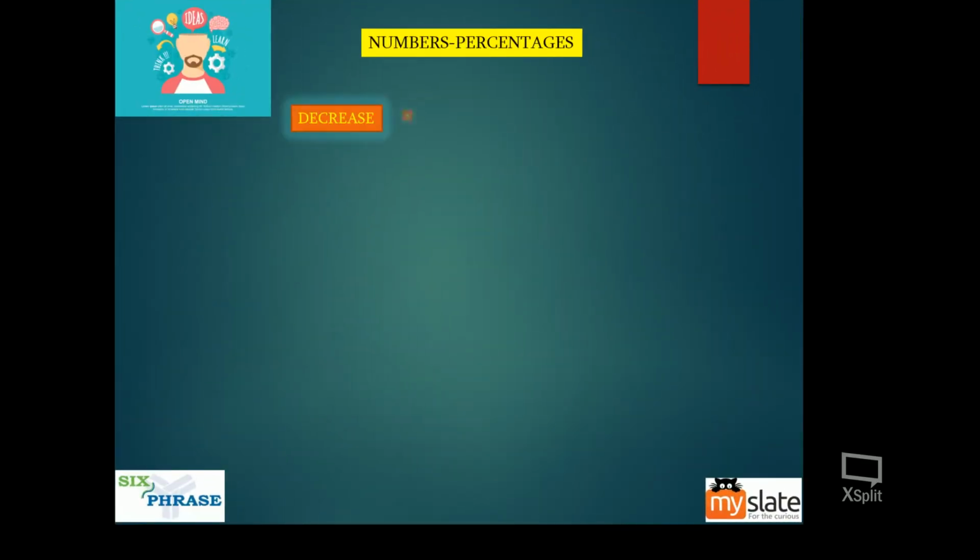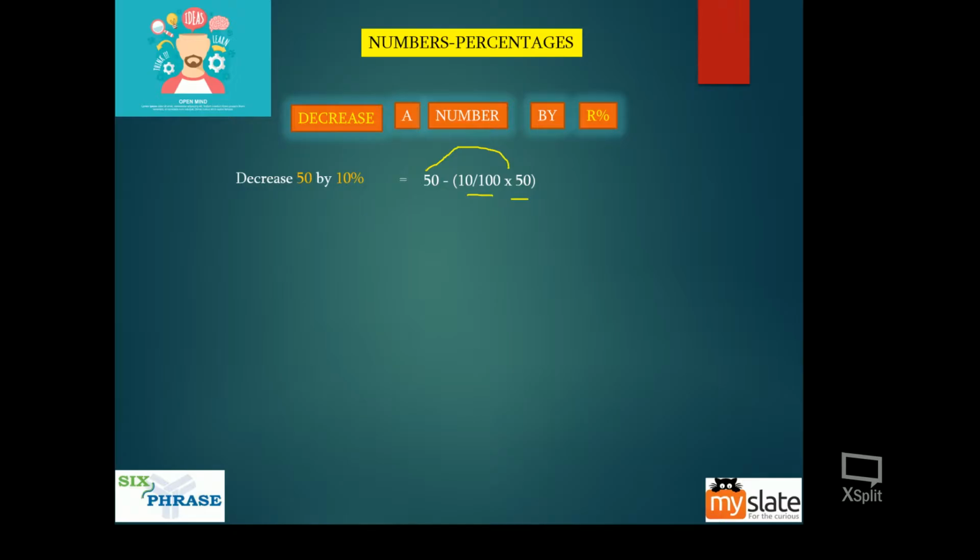Now, next is to decrease a number by r percentage. It is the same thing, but instead of plus, you have to do minus. There you did 100 plus r, right? Here you'll do 100 minus r. We'll understand the rationale behind it. Decrease 50 by 10 percentage. What will you do? You will take 10 percentage of 50 and then subtract it from 50, right? And you'll get this.